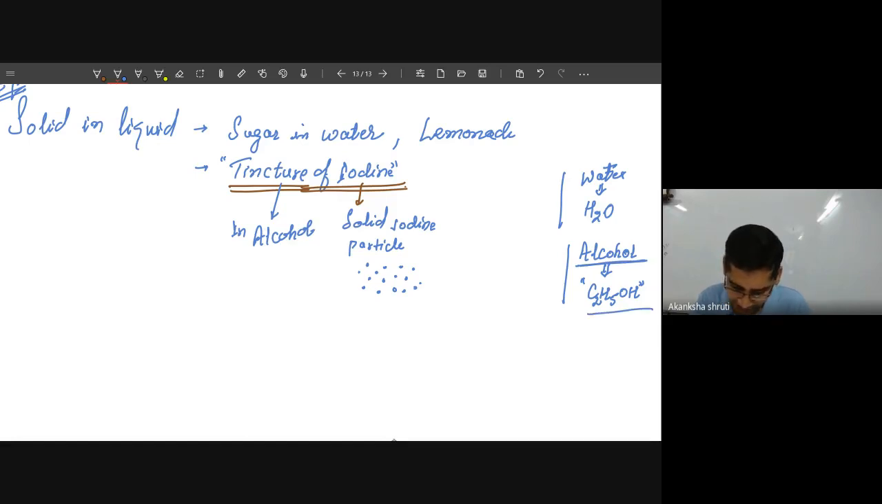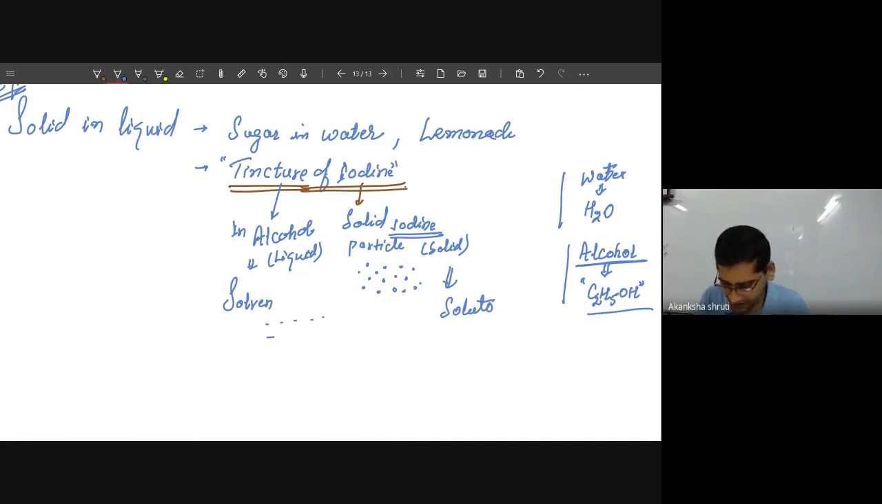So this alcohol is present in larger amount. The substance which is present in larger amount is called the solvent. Yes, and this alcohol is in liquid form. But this iodine is in solid form and it is present in a smaller amount. So this iodine is what? Solute. Very good. So the solvent is in liquid phase.